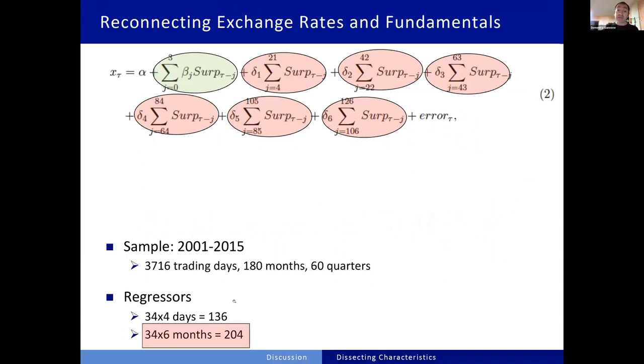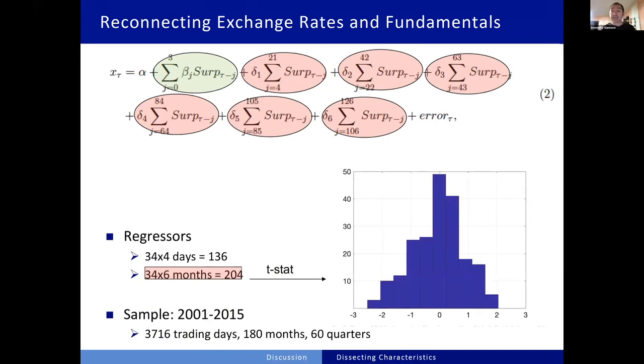So maybe here we shouldn't compare this number of regressors with the trading days, but with something close to the months. Now we have 180 months and 200 regressors. So there might be a problem of overfitting and the curse of dimensionality, which, by the way, is a little subtle because, as we saw in the results presented by Jenny, you don't see an inflated R square at the daily frequency, but some complicated effects can come out here.